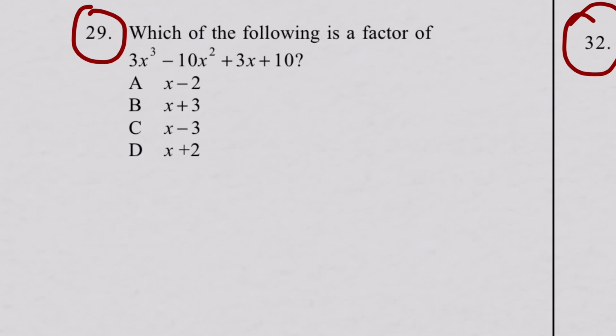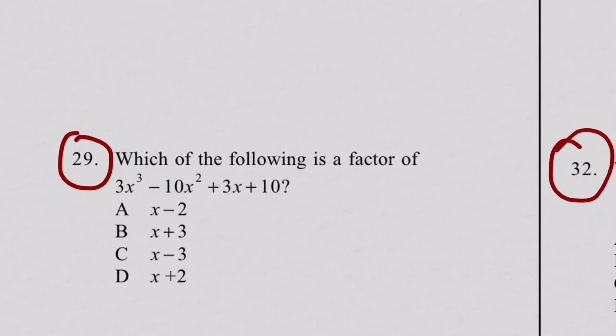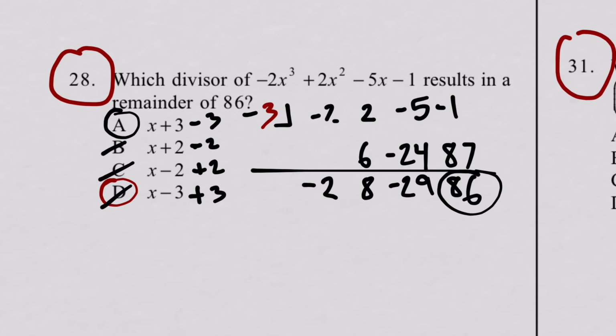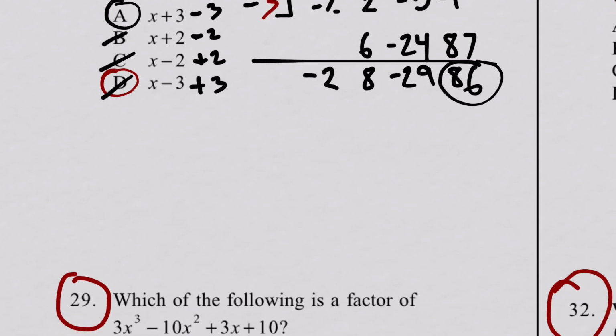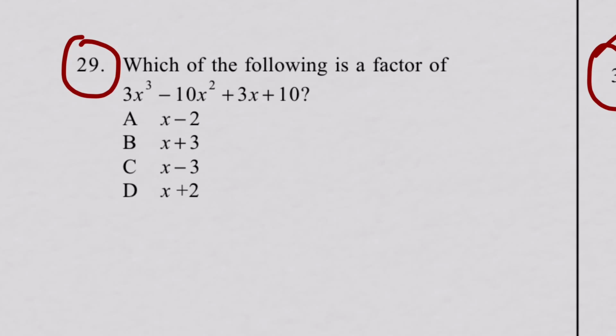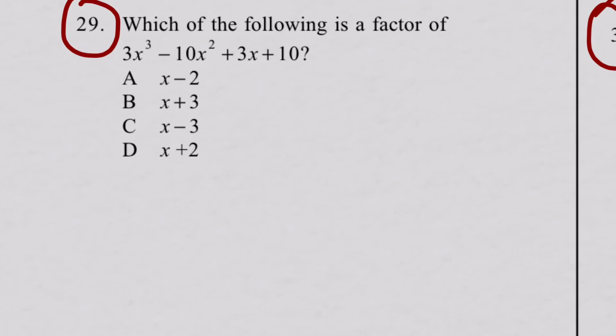Okay, let's do another problem just like the last one. Which of the following is a factor of this? Which means, can we divide these by these factors here? Now the question is different from number 28. Number 28 said if we divide, is the remainder going to be 86? And this one is just saying, are they factors or not of this polynomial?